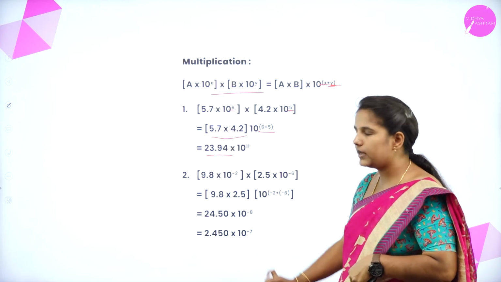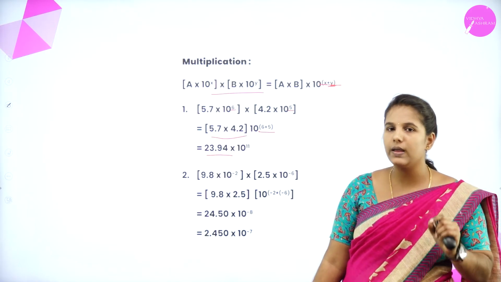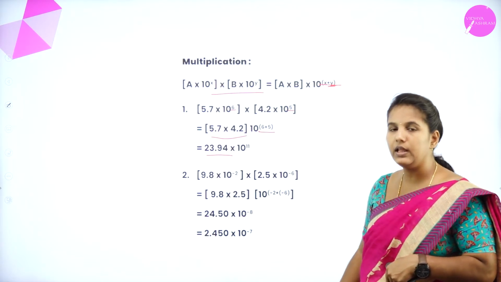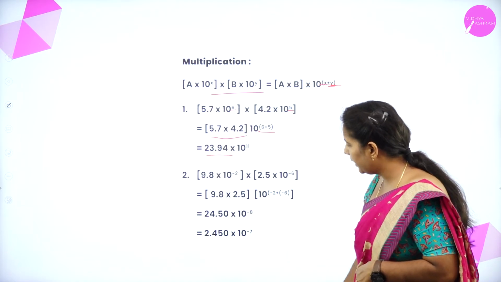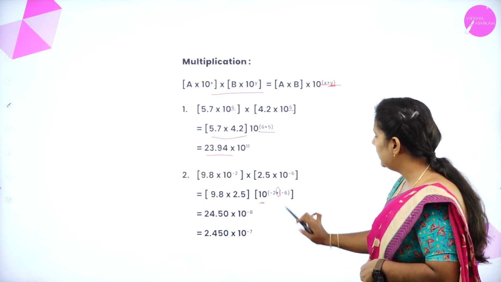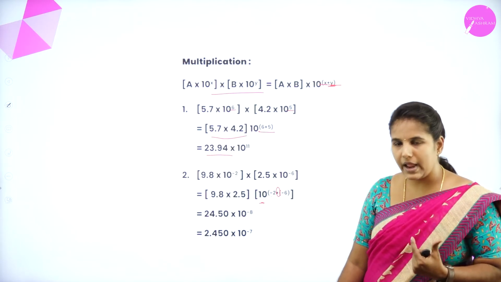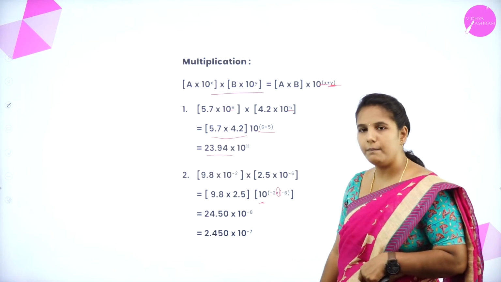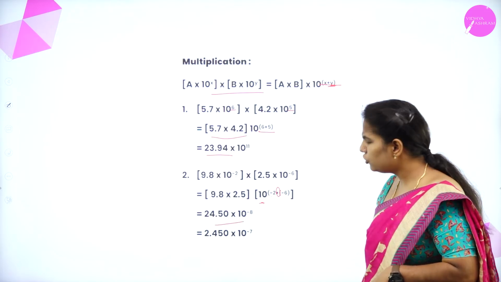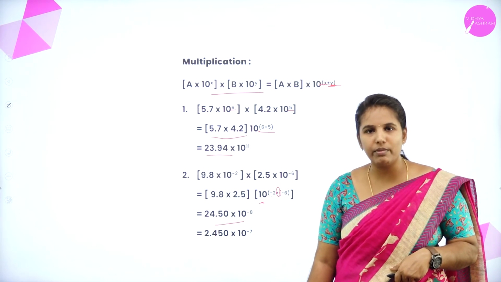Suppose the exponents have negative values, then what do we have to do? The same thing, by adding the exponents. Here 9.8 and 2.5 are the quotients. I am just multiplying them, and 10 is the base, with minus 2 and minus 6. We have to add the exponents, right? So adding these two exponents, it becomes minus 8, and this can also be written as 2.450 into 10 to the power of 7. We can write it in a simpler form.